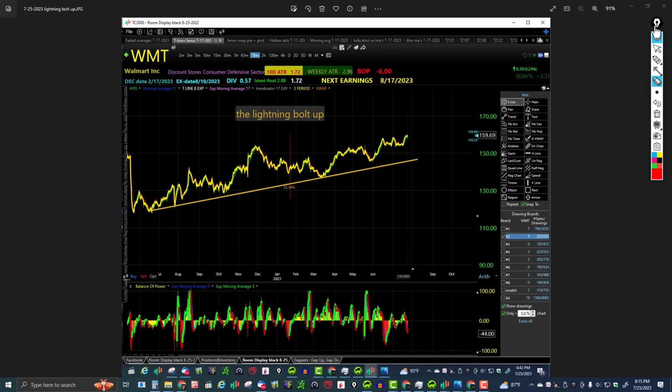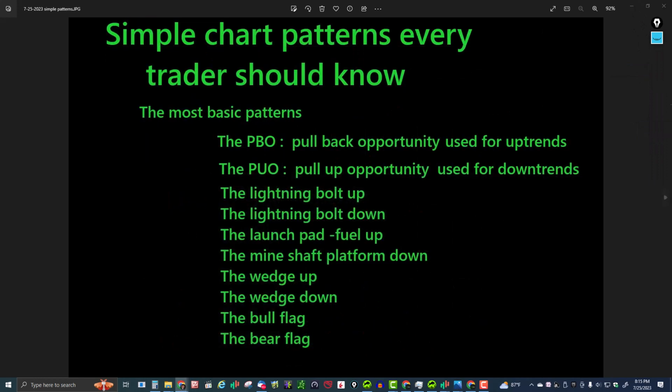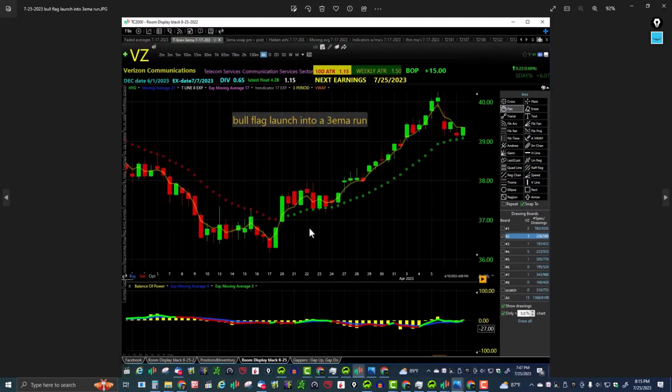And get rid of that one. Let's see what else we got here. All right, so now here we got, okay, this is a bull launch pad right into a 3 EMA run.